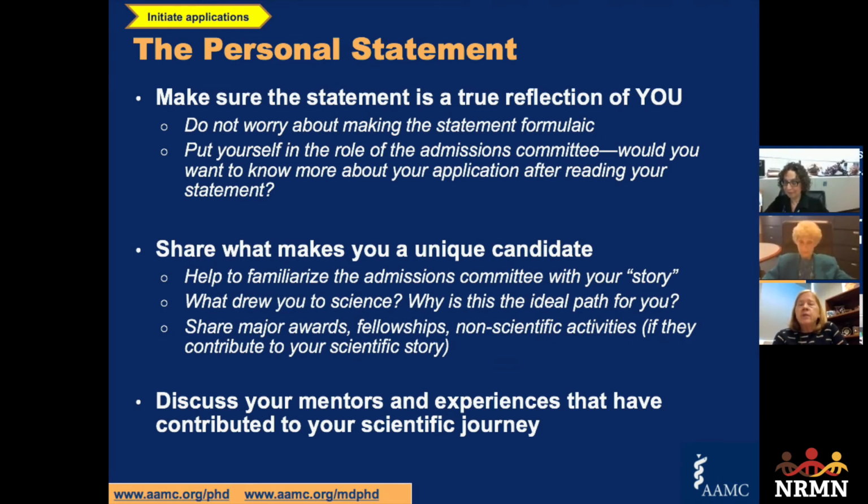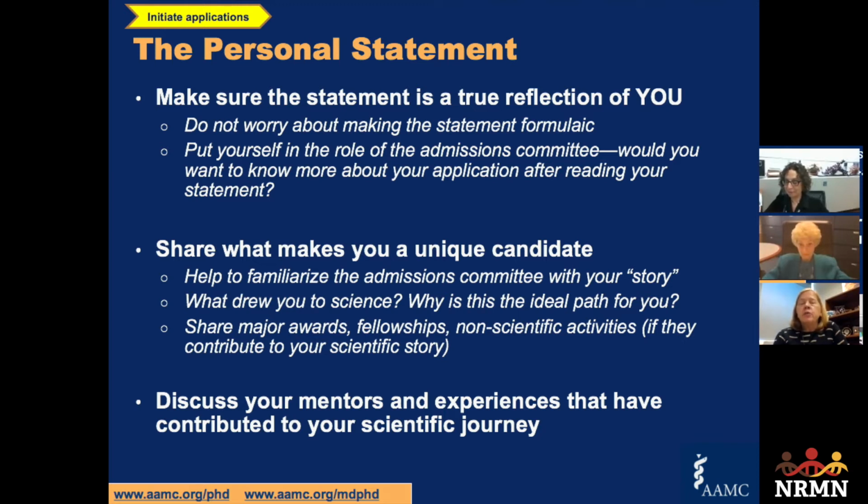So here's some guidance on the personal statement. The most important thing is make sure that your statement is a reflection of you. This is your one opportunity to speak to the admissions committee in your own voice so that they can begin to form a picture of you in their mind. So there's no formulaic statement that should be included.